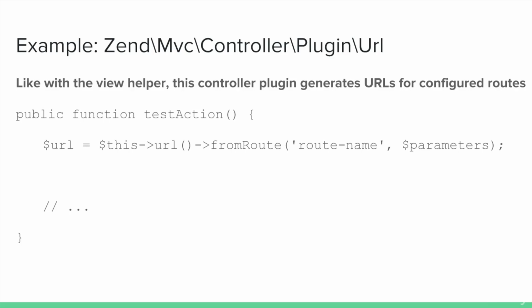Like with the URL view helper, the URL controller plugin generates URLs for configured routes. By passing in the name of a route along with any parameters, a string with the generated URL is returned.